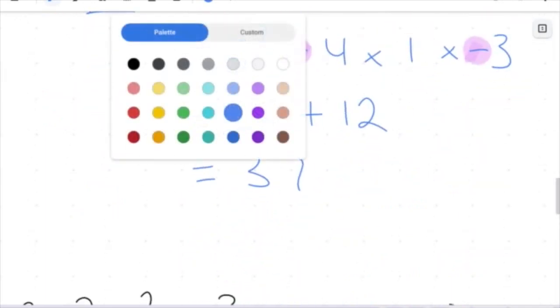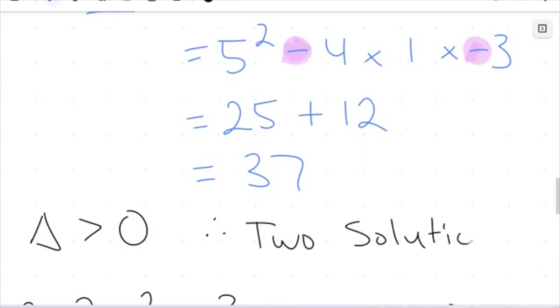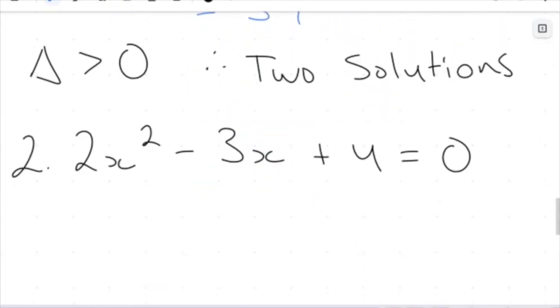So we can say here, the discriminant is greater than 0, therefore, how many solutions do we have? We have 2 solutions. So that means that when we put this in the quadratic formula, the plus or minus thing will count. So we're going to get 2 different solutions.